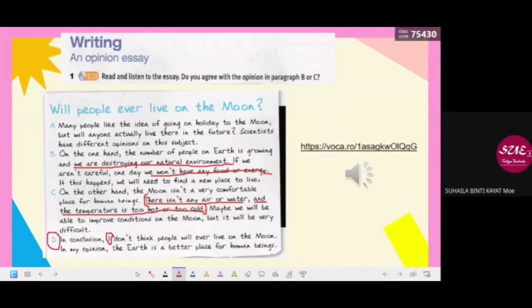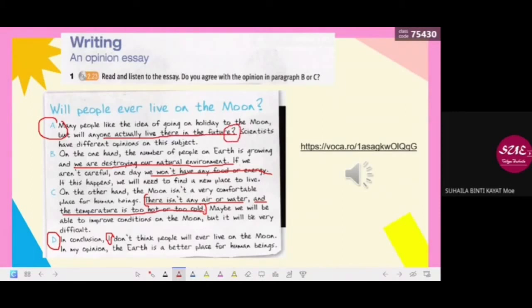Alright. Okay. Last one. Number 4. Which paragraph asks a question? Of course lah A. Kenapa A? Can you see the question here? Nampak? Ada question kat sini.